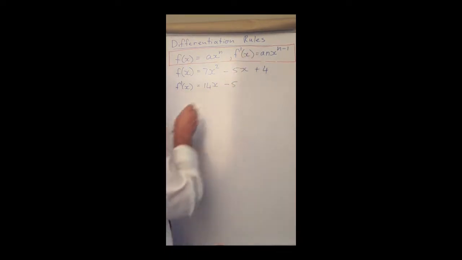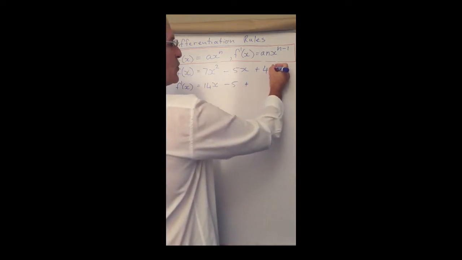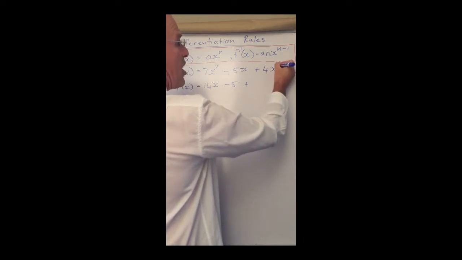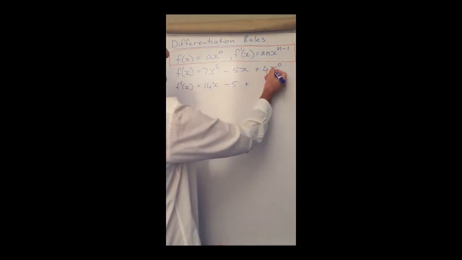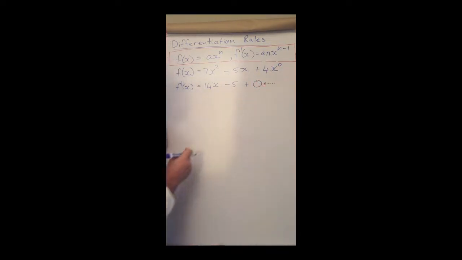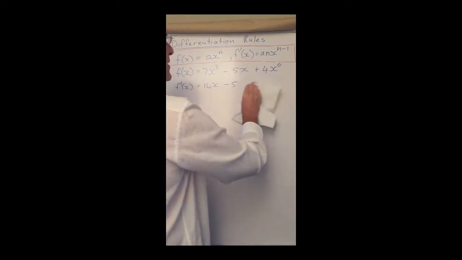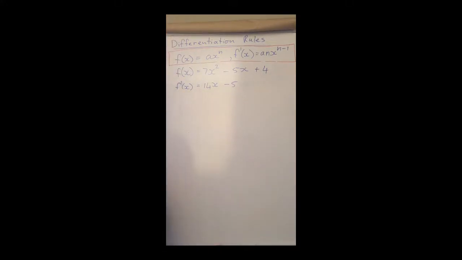What happens to the 4? Plus, and actually we have an x to the power of 0, which is 1. Now let's apply this rule directly. We get 4 times 0, which is equal to 0. And if I multiply anything by 0, my answer will stay 0. So no need to write that down at all. The first derivative of a constant value is always equal to 0.